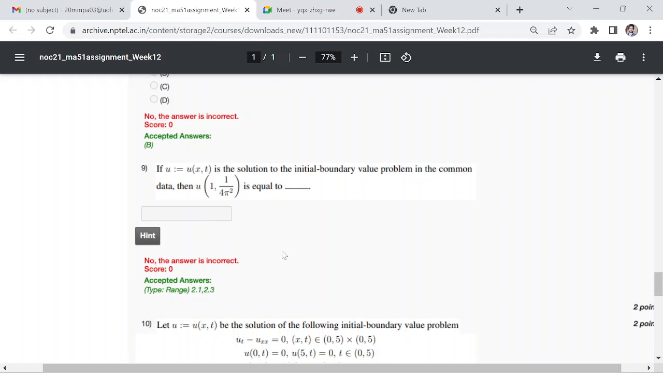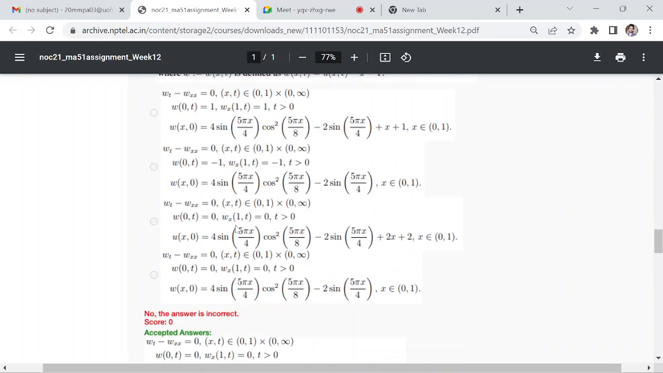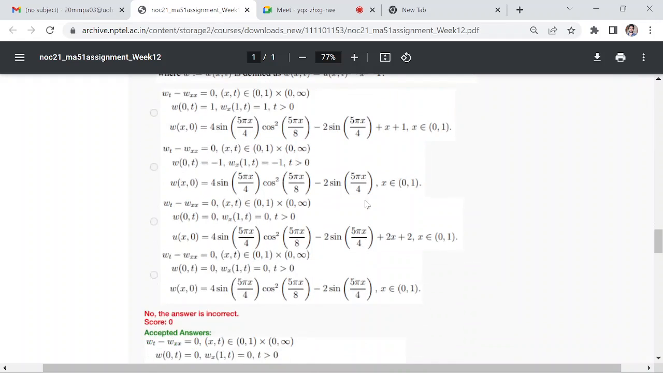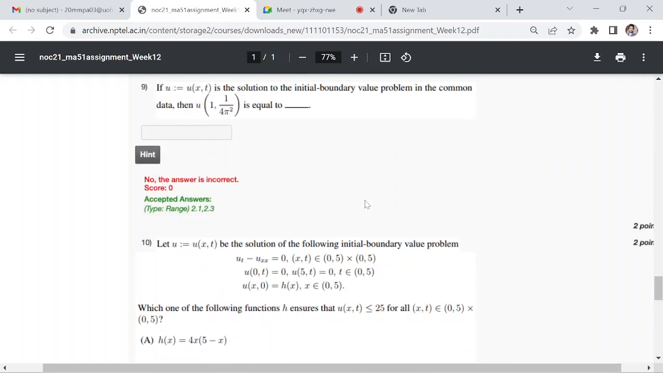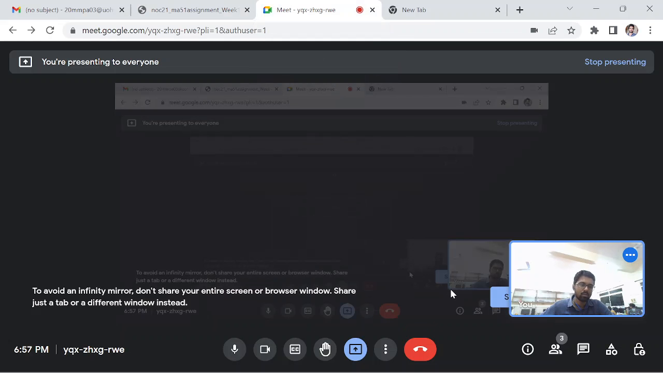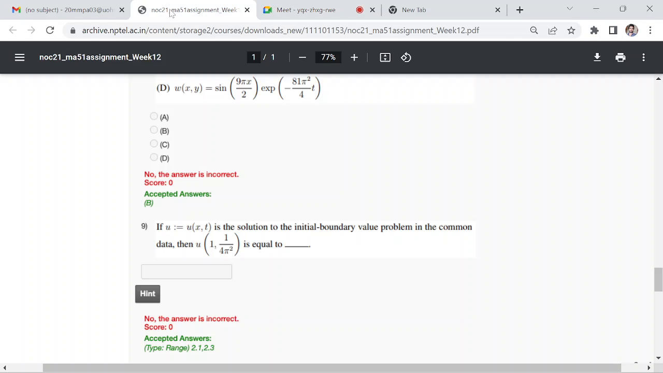So you just have to find w of 1 comma 1 by 4 pi square and convert it to u by that relation. So you got the answer. No need to solve the equation for u again. Just find w; since I got w, I now use this relation to get u. Okay, is this clear to you? Question number 9, is this clear? Okay, fine. So I will move to question number 10.